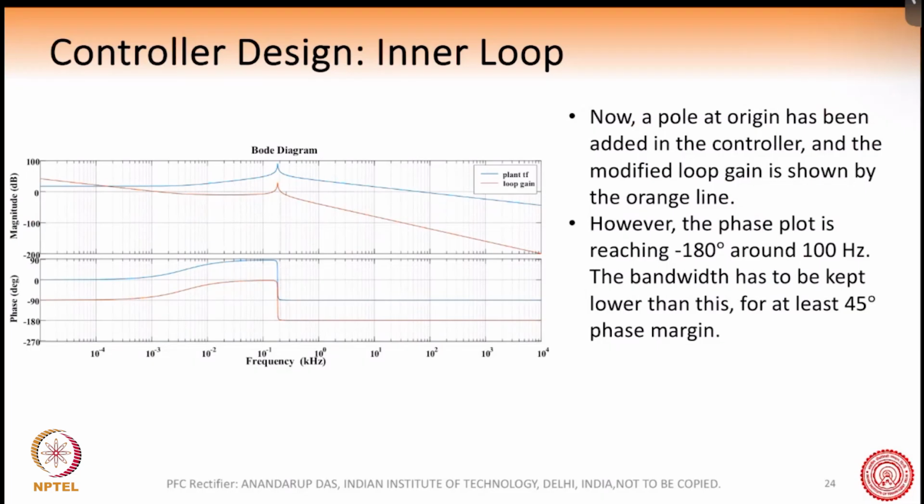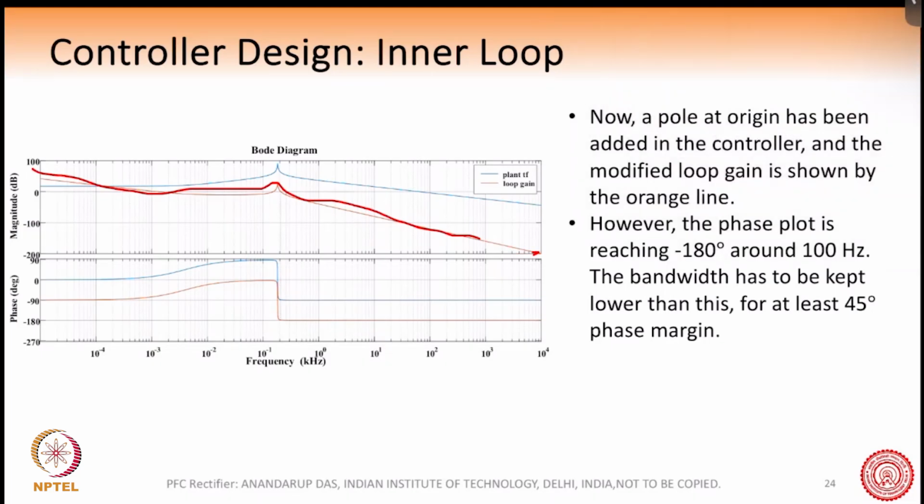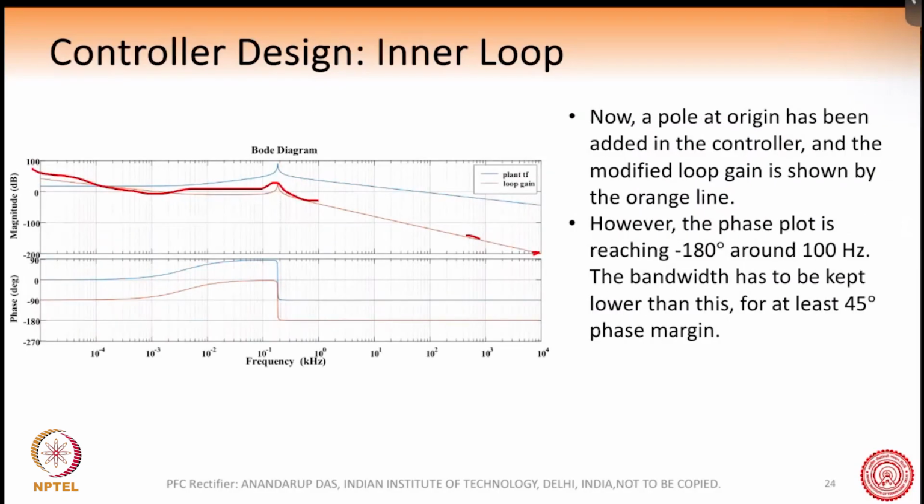When we put the pole at the origin, after putting the pole at the origin, the loop gain is the orange curve, this orange line here. This becomes the loop gain. And you can see the gain is increasing, right? The gain is increasing at DC, that we can see.